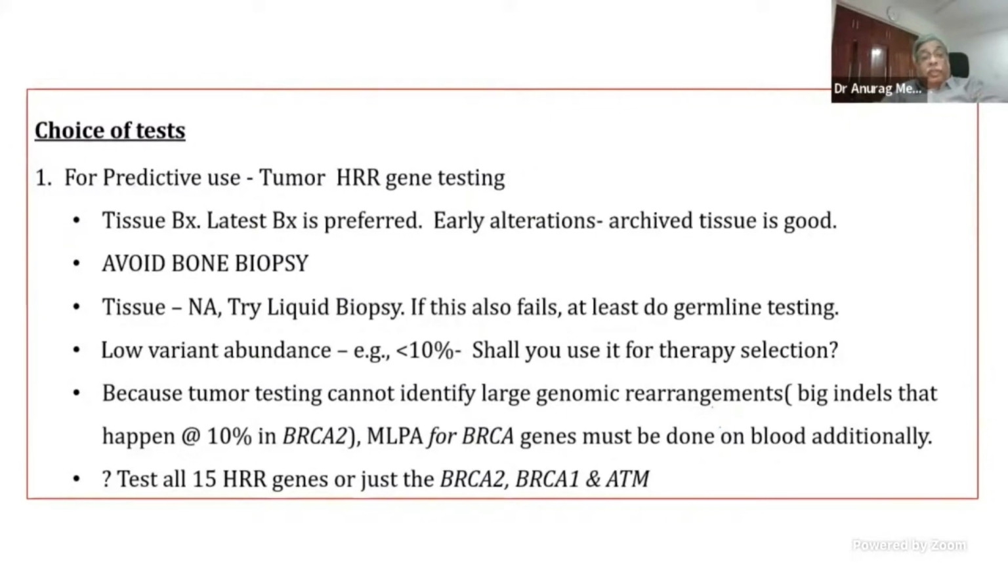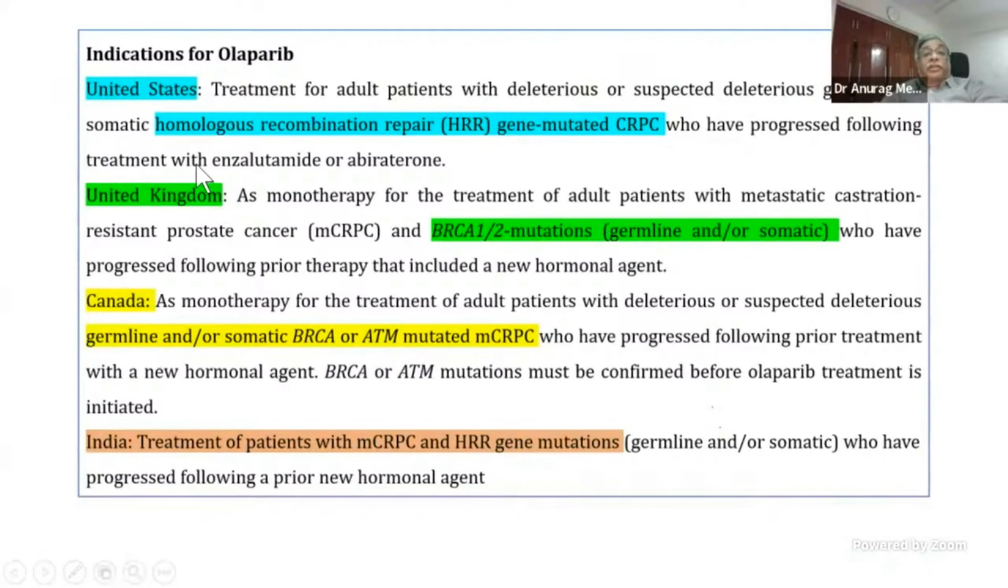And the last question is, what shall you test? Shall you test for all 15 HRR genes or just the BRCA2, BRCA1 and ATM? In the United States, the recommendation is to test for all the genes. In the United Kingdom, it is for BRCA1 and BRCA2 only. In Canada, it is for BRCA and ATM, while in India, we generally follow what happens in the United States.